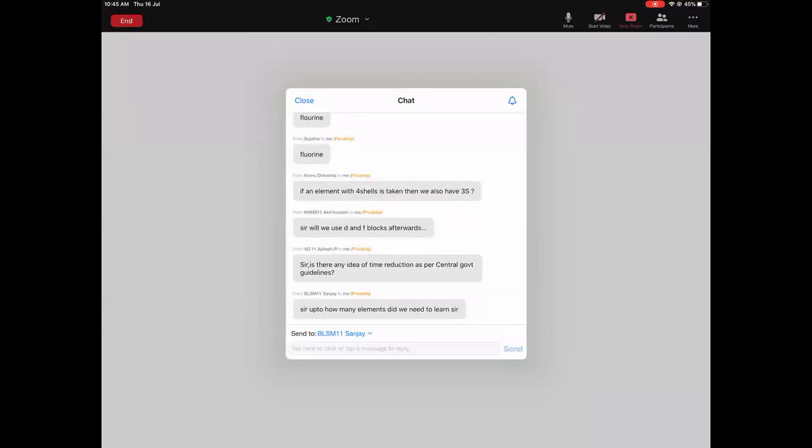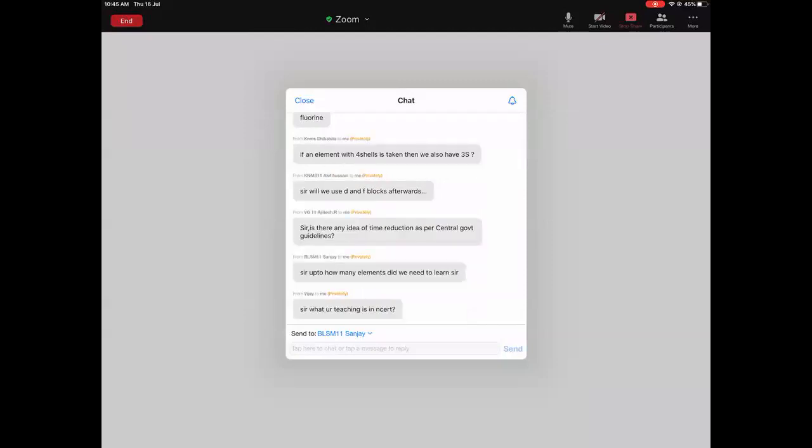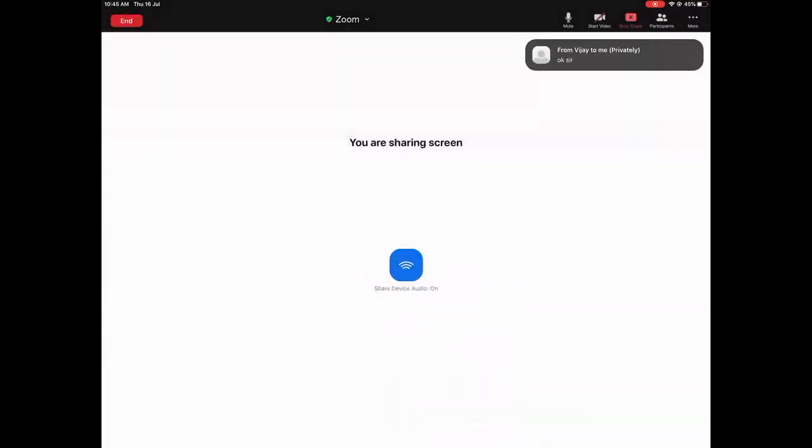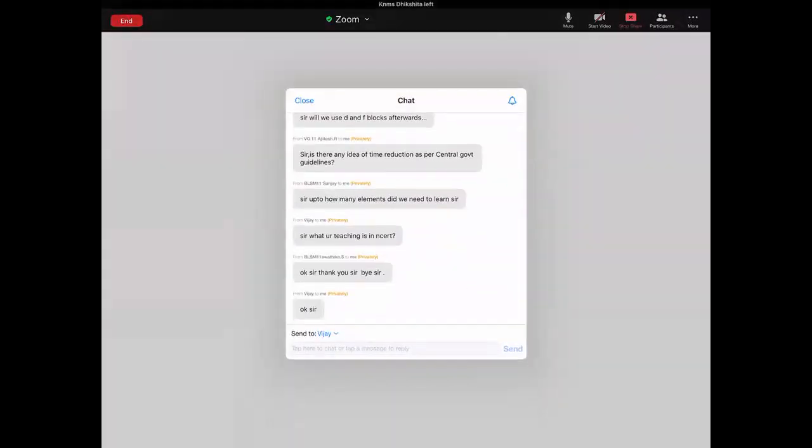Is there any idea of time reduction? So Ajitesh, I answered, there is no idea. How will we use it for D block? Sir, what you are teaching is in NCERT, 100% it is in NCERT. Okay, yeah, so fine, bye.